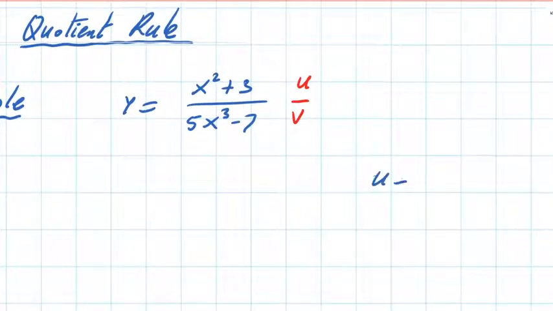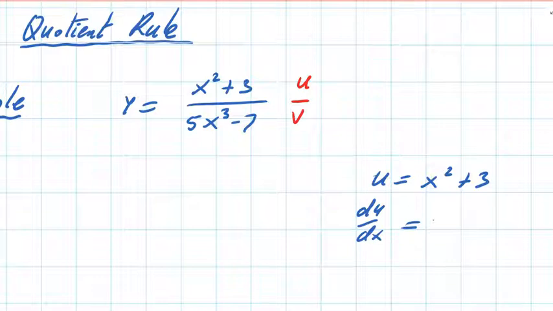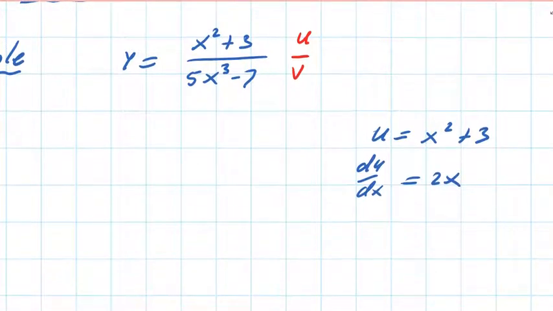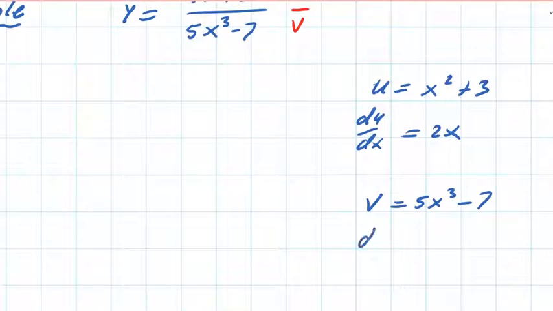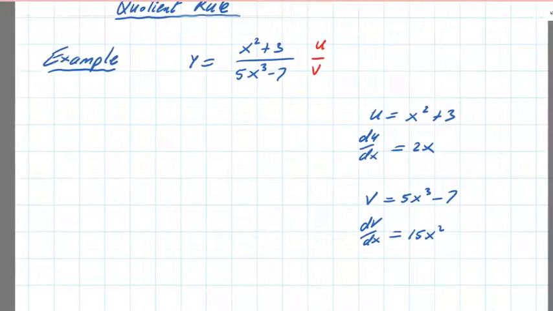So u is equal to x squared plus 3, du/dx. The 2 comes down in front, so that's just 2x. Then do the v part. v is equal to 5x cubed minus 7. So dv/dx. The 3 comes down in front, 3 5s is 15x squared, and the 7 goes to 0 again. And now that's the divide part done.